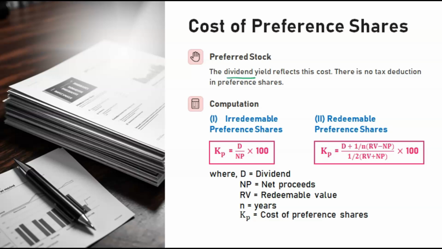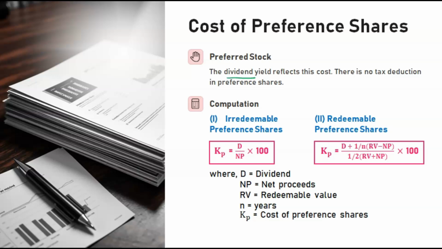So here are two methods through which we can calculate the cost of preference shares: irredeemable preference shares and redeemable preference shares. We'll see numerical problems on both these methods today.